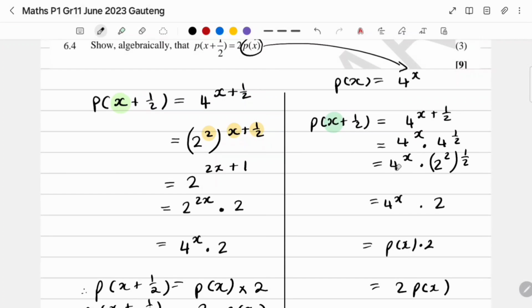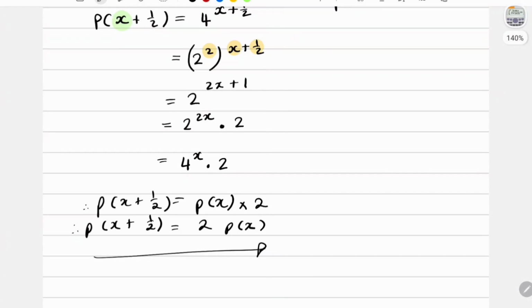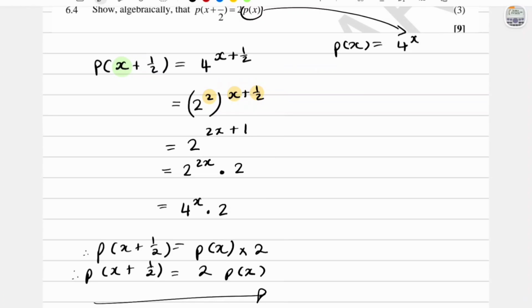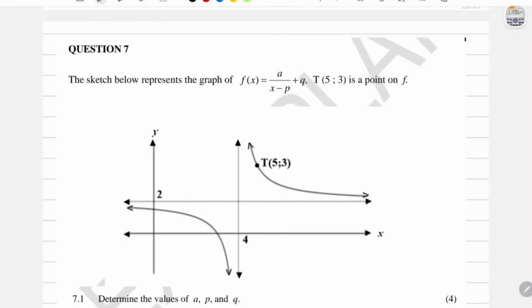So we should just left the base of 4, specifically this one where the x is the exponent. So that is the last question for question 6. And then we finally move on to question 7. Okay, so we're on the last question, which is question 7.